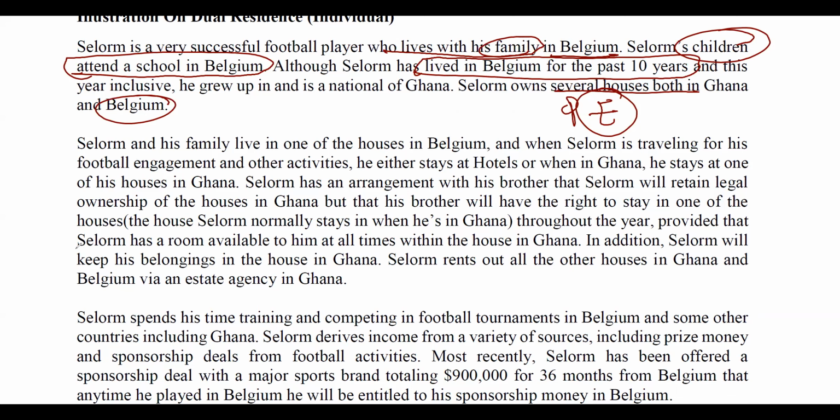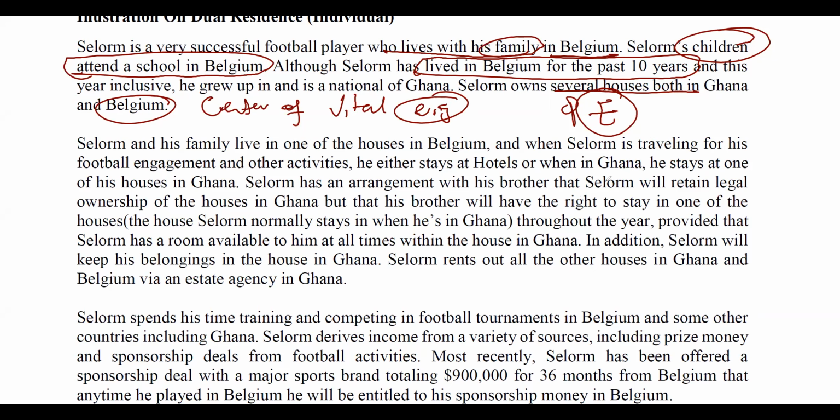So what is this telling us? These are all clues to tell us that Selom has what? Center of what? Of vital interest in Belgium. For example, we could see his family, his social life, and also his children's schools and all that. And even administration of his properties also in what? In Belgium. You see the way I'm giving the clues from the case, right? That's how I want you to go. So this alone is telling us that Selom has a center of vital interest in Belgium.